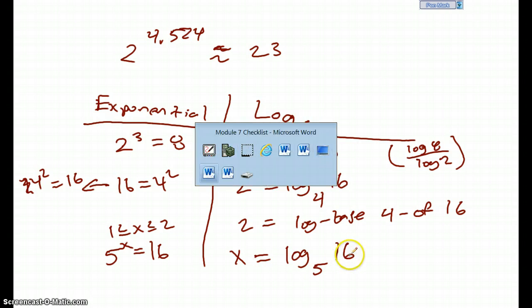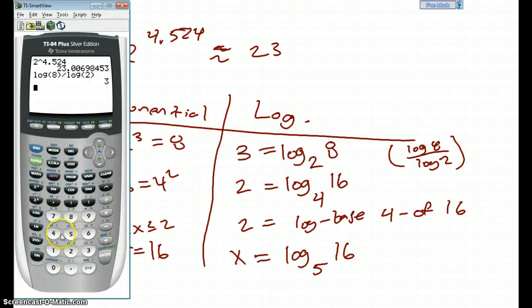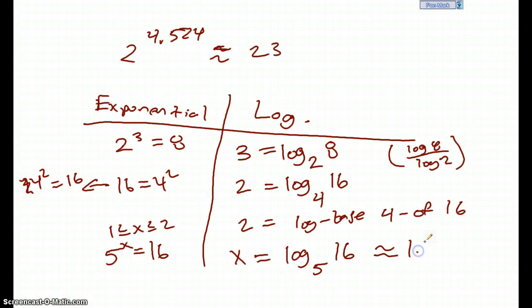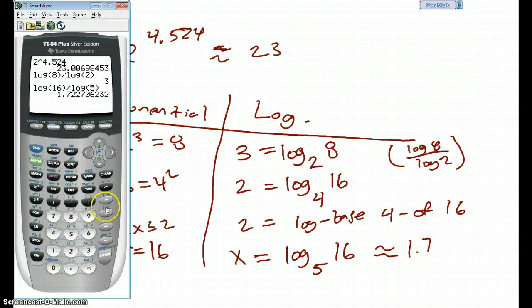So in my calculator, I would just do log 16 divided by log 5. I would hit enter and that would give me about 1.7. So x should be about 1.7. Again, that's with some rounding error, so if we wanted to be more accurate, we could round that out to more decimal places. But that gives us the basic picture that 5 raised to the 1.7 should give us about 16.